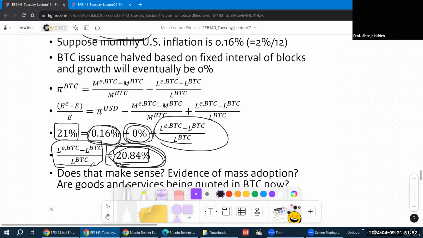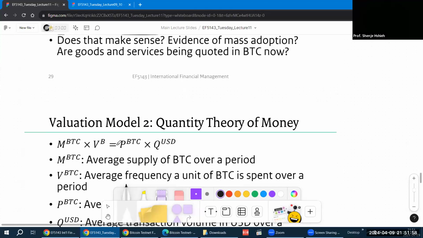Okay, so I'll stop here and then I'll complete my discussion on Bitcoin valuation later. If you have comments about this week's lecture, you can talk to me after class. Otherwise, next week is fully dedicated to reviewing. So no more new topics.